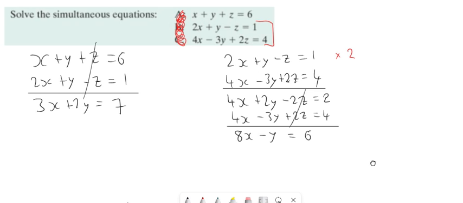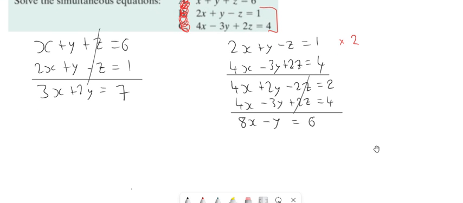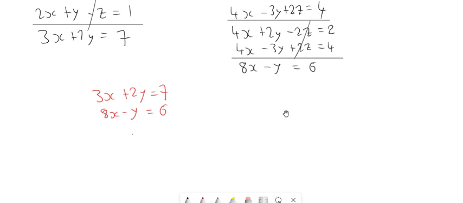And therefore I've got two equations now with x and y in them. So I'm going to take both of those equations and I'm going to write them out fresh. 3x plus 2y is equal to 7, and 8x minus y is equal to 6. And now because we've got two variables, we can go ahead and solve them and figure out what x and y are. Again, I need to make either the x's or the y's cancel out. I'm going to multiply the bottom equation here by 2, and that'll make the y's cancel out.